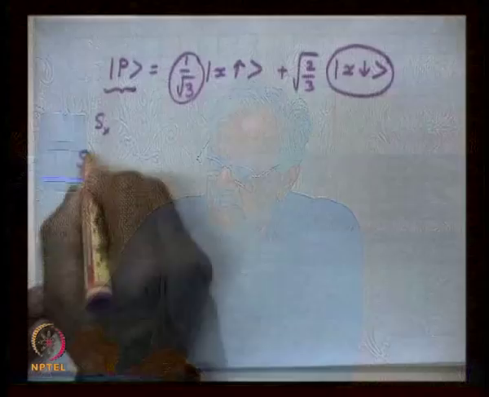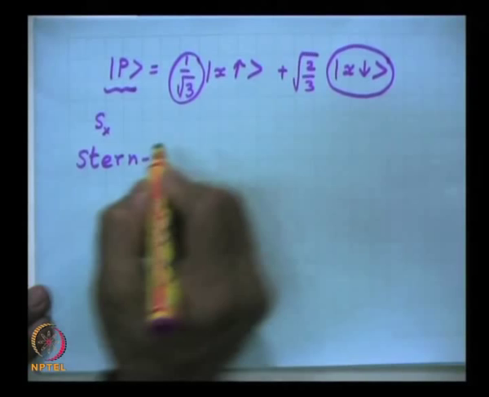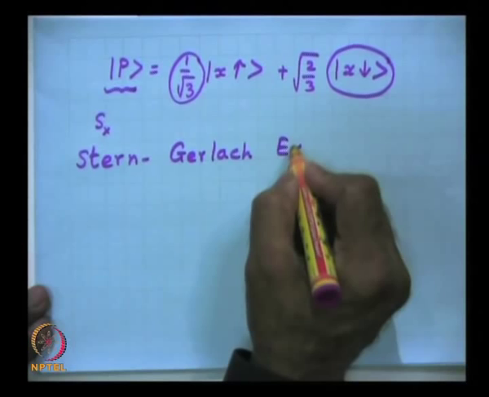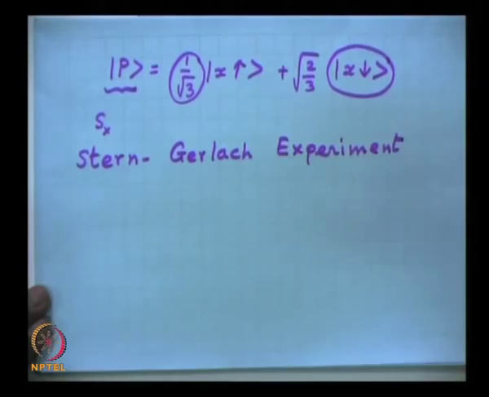Now, I would like to discuss with you a very famous experiment, and this experiment is known as the Stern-Gerlach experiment. Now, the electron is endowed with an intrinsic angular momentum, and this angular momentum is usually referred to as the spin angular momentum. It is not that the electron is rotating about its axis. That is not a correct way to understand the concept of spin angular momentum. The best way to understand it is to assume that the electron behaves like a tiny magnet and that it has a magnetic moment which is proportional to the spin angular momentum of the electron.